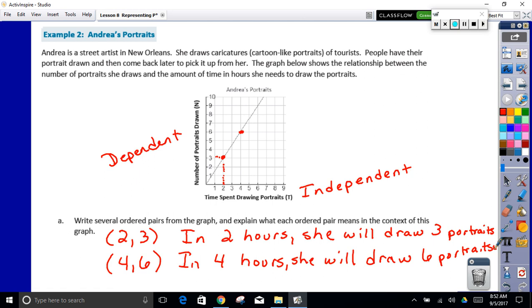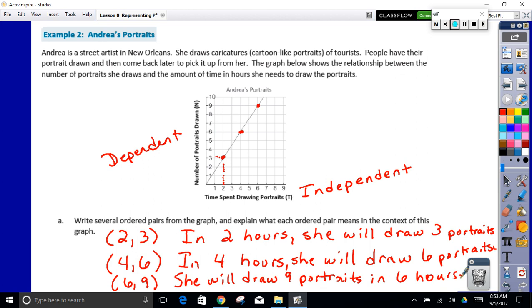I see another one on here that fits in the center. Dakota? 6, 9. Okay, the point 6, 9. And Dakota, what does that point mean in the context of the situation? She will draw, in 6 hours, she will draw 9 portraits. Good. And the way you were going to say it before, you were going to start with she will draw 9 portraits in 6 hours, right? That's fine to say it that way, too.